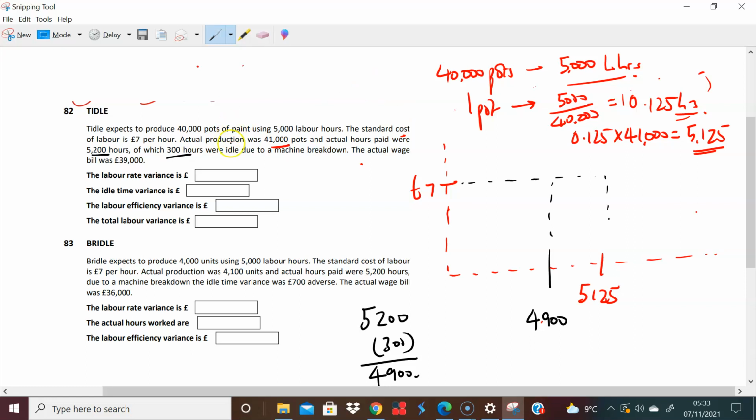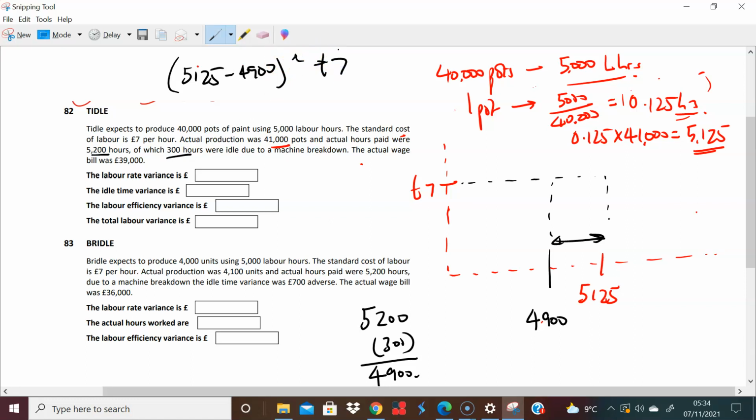You made these 41,000 pots not in 5,200 hours, actually. You made them in 4,900 hours. The machine was just broken down for 300 hours. So my efficiency variance, of course, will be comparing these two things. And so what we have here for efficiency is 5,125 minus 4,900 times £7.